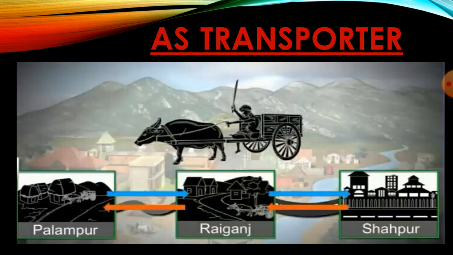As a transporter, I had shown you that Kishora used to carry those things from one village to the other. So this picture shows that from Palampur he goes to Raiganj, from Raiganj he goes to Shahpur. Thereafter again he comes back from Shahpur to Raiganj and Raiganj to Palampur, and this way he earns.